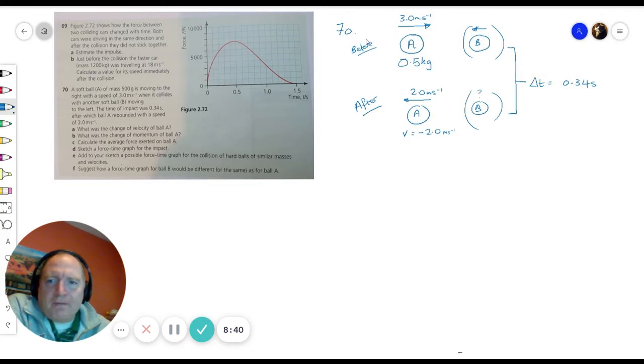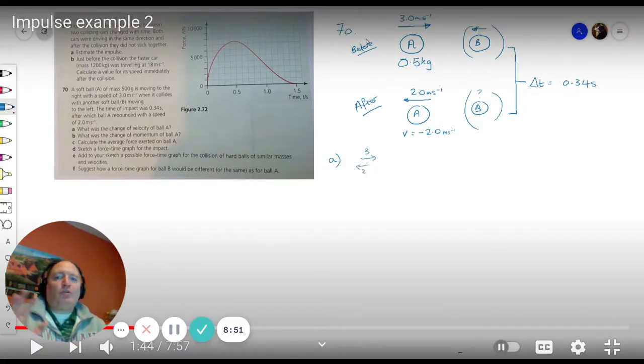So let's go through these. First one, nice and easy. What's the change in velocity of ball A? Well, it was going 3 meters per second that way, and now it's going 2 meters per second that way. So I'm just going to pause her right there, because what I have found is that if I ask students to give me the answer without writing anything down, a lot of them will get to 5 pretty quickly.